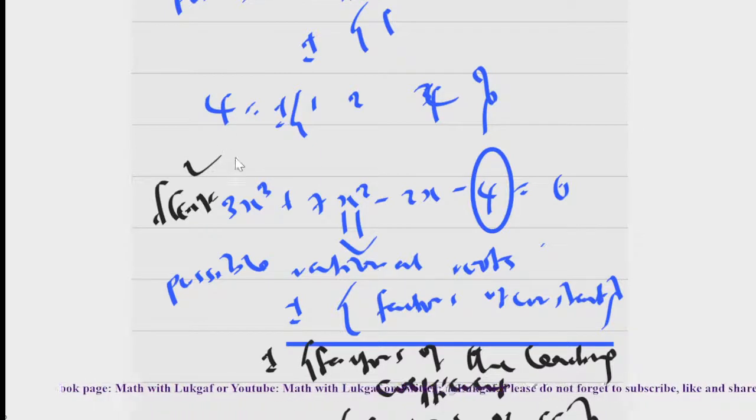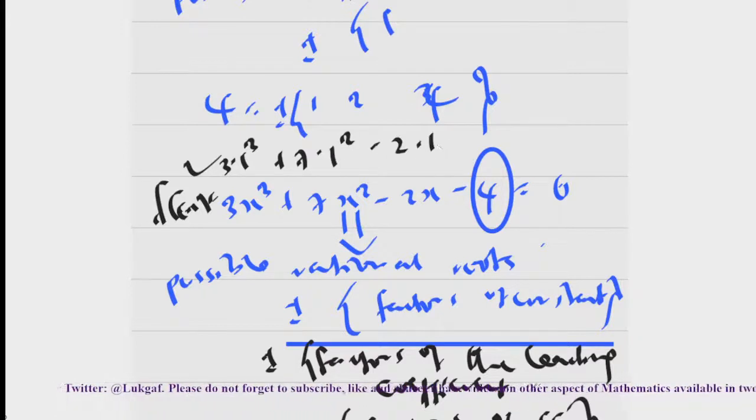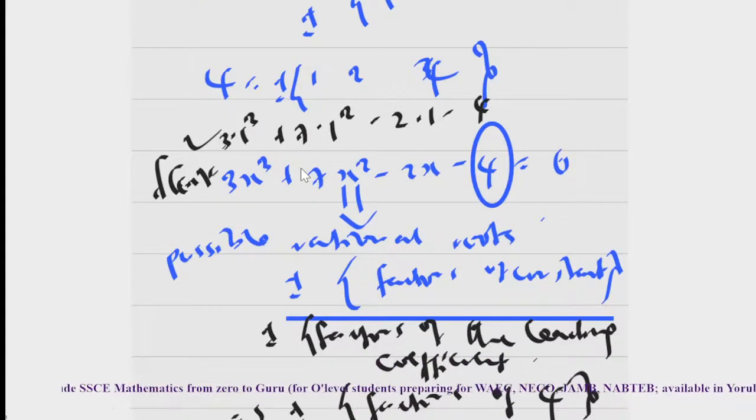Let's try it. This is going to give me 3 times 1 raised to the power 3 plus 7 times 1 squared minus 2 times 1 minus 4. Let me check it again. So 3 plus 7 will give me 10. So 10 minus 2, that is 8.